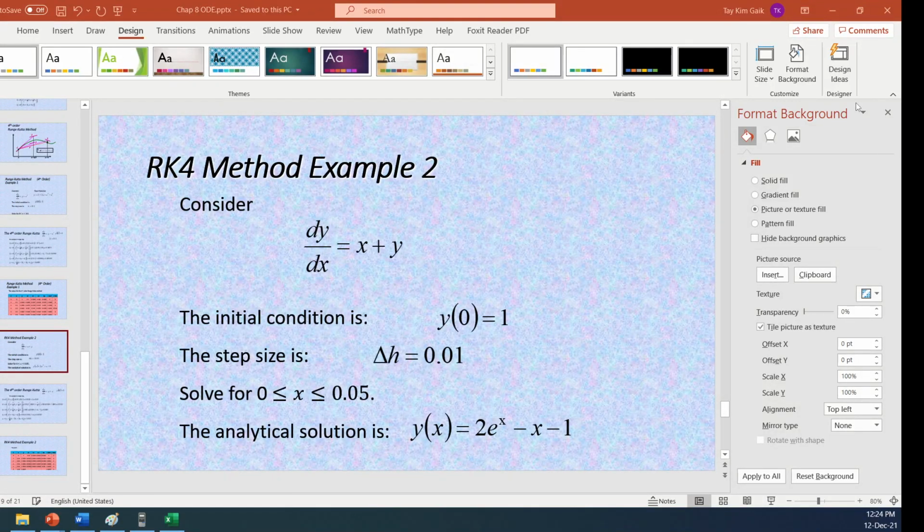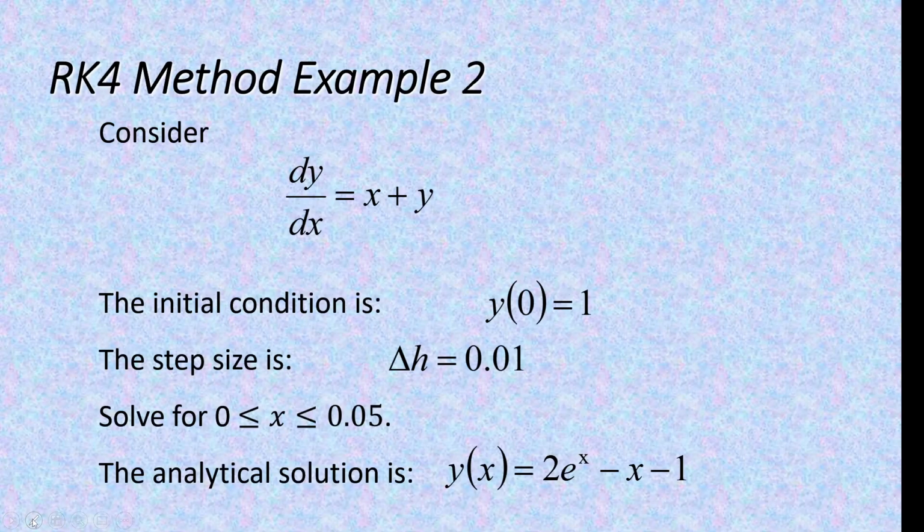Okay, second example is also a simple formula function. dy/dx equals x plus y, given the initial condition that when x equals 0, y equals 1. Now h is 0.01. Solve from 0, 0.01, 0.02 up to the last value, 0.05. The analytical solution is 2e^x minus x minus 1.